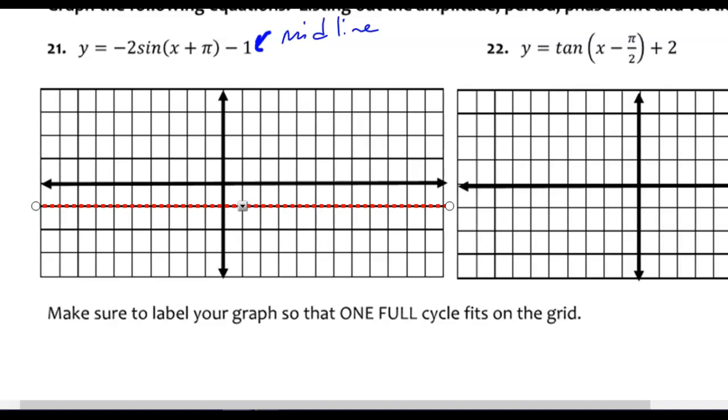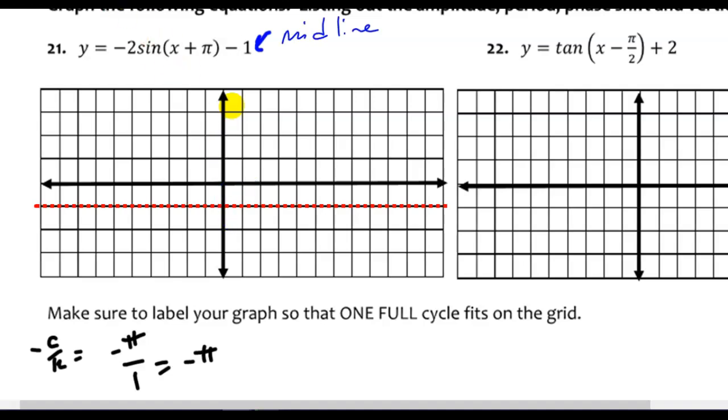I want to find my start. Alright, remember your phase shift is your start. So if I take negative c over k, all right, in this case, c is pi, and k is 1 because there's a 1 in front of that x right there. Then I get negative pi. That's my phase shift, all right, negative pi. So that's where I'm going to begin.